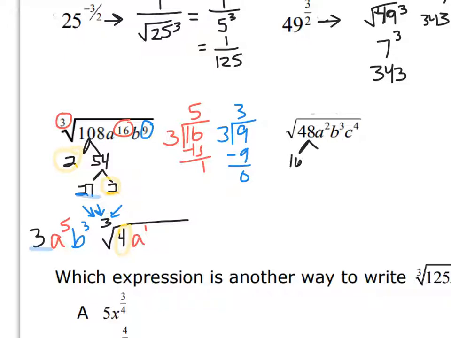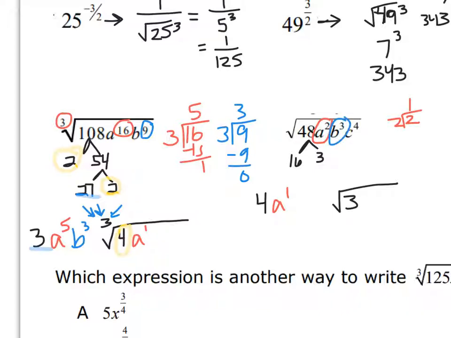Okay, square root of 48. So let's try our perfect square method. 48 is 16 times 3. So number-wise, this is going to simplify to 4 square root 3. Leave yourself some room. Now I'm going to do a squared. So 2 divided by 2, because we're doing a square root, goes in once. So a to the first.